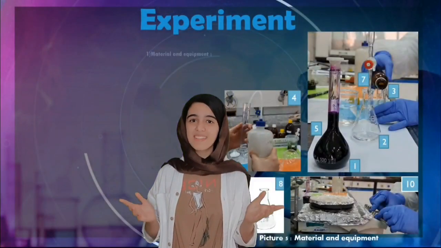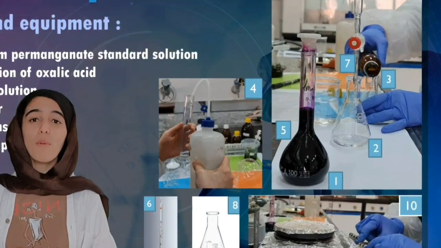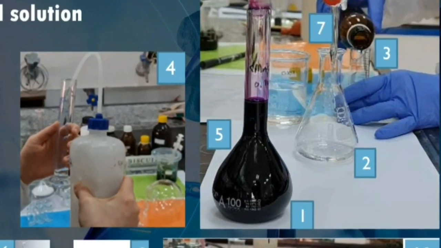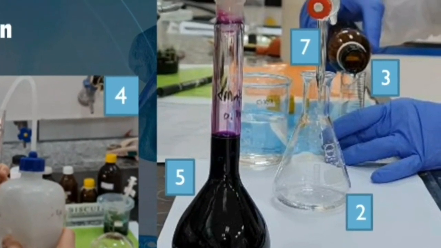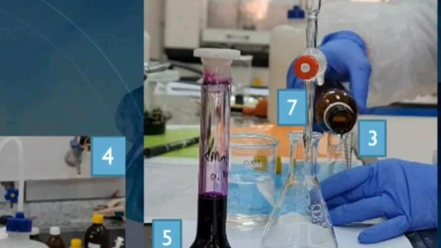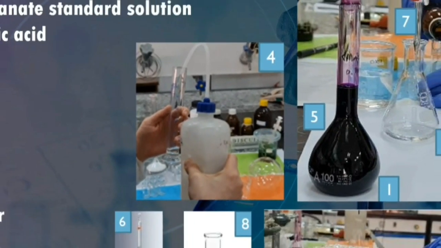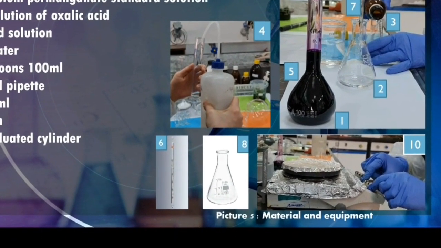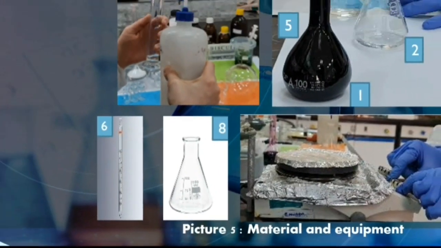And after all, now we have the interesting part here. Experiment. At first, the materials and equipment that we need are: number one, 0.1 mol of potassium permanganate, a standard solution. Number two, an unknown solution of oxalic acid. After that, we need sulfuric acid solution, as in the picture that you can see, distilled water, jujube balloon, pipette, burette, Erlenmeyer flask, graduated cylinder, heater, and dropper.